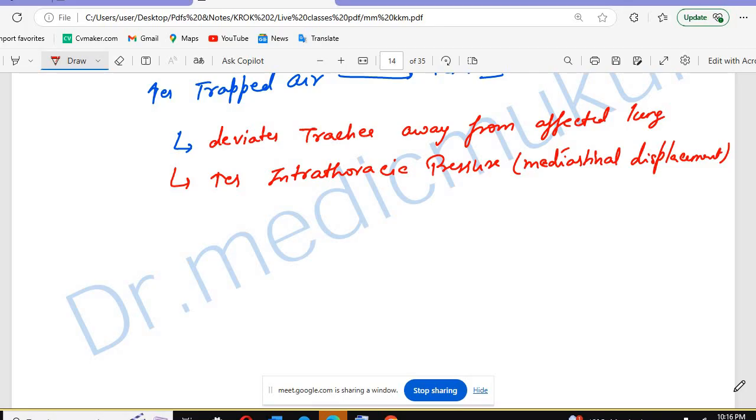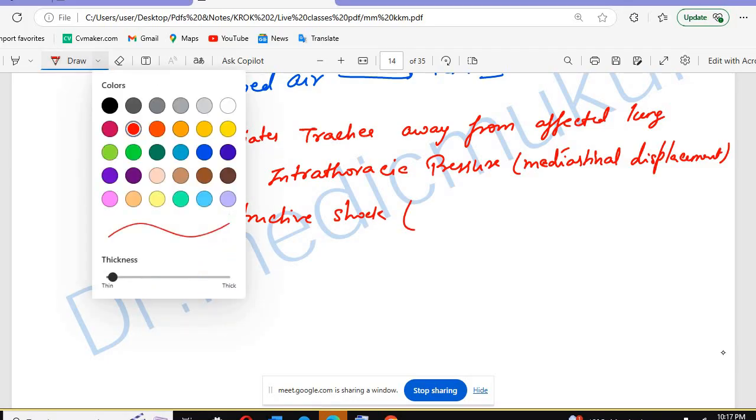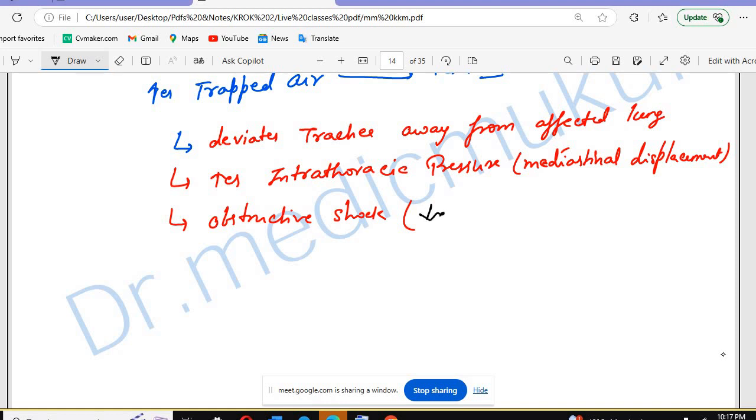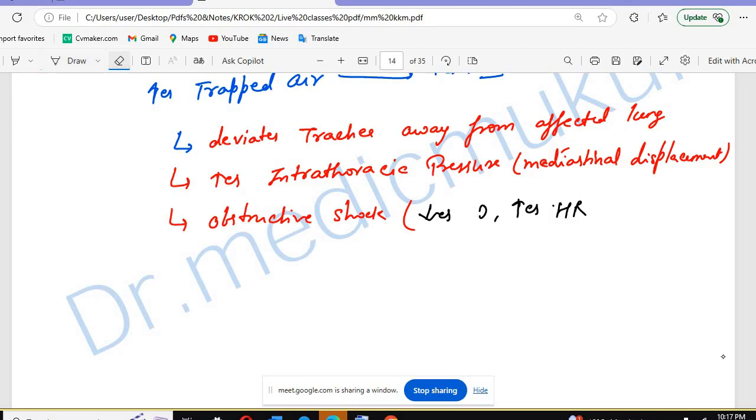Increased trapped air can cause obstructive shock. Remember, whenever shock comes to your mind, two things will happen: a decrease of blood pressure and an increase of heart rate. The heart rate will be increased and the BP will fall down. It means the patient can go into shock.